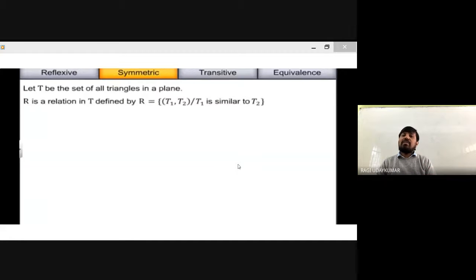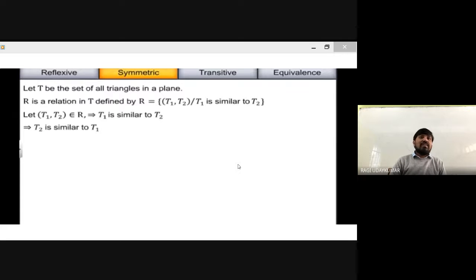A symmetric relation is nothing but: if (A, B) is present, then (B, A) should be present. The definition is that if (A, B) is present in the relation, then (B, A) should also be present in the relation. So if (T1, T2) is present in the relation, meaning T1 is similar to T2, then T2 is similar to T1, you can say that.